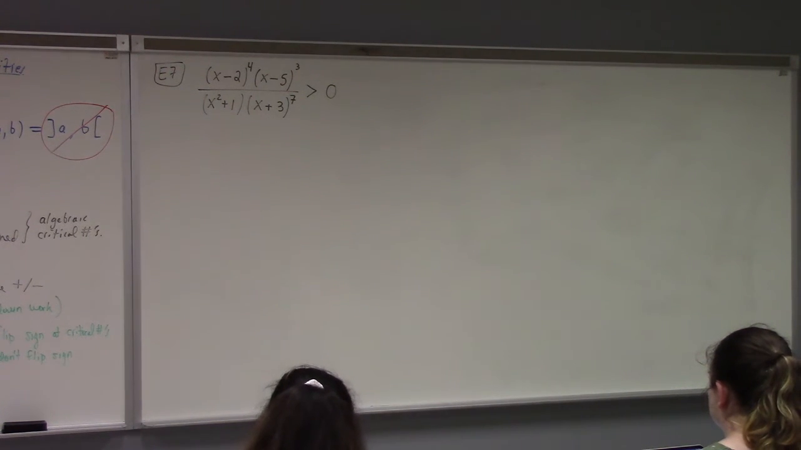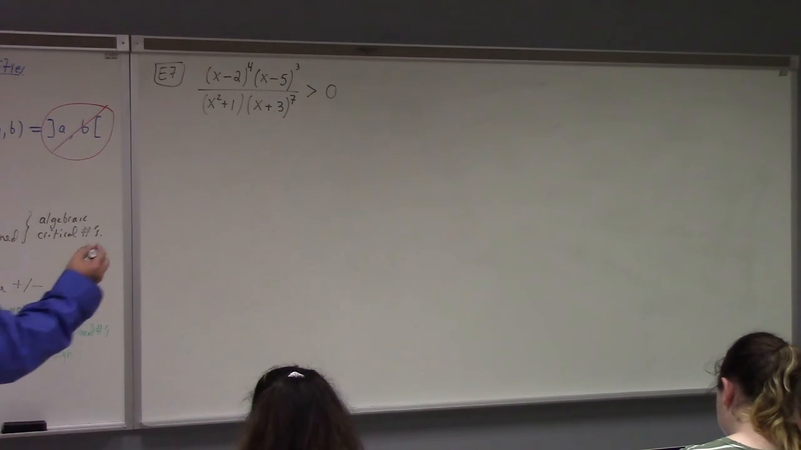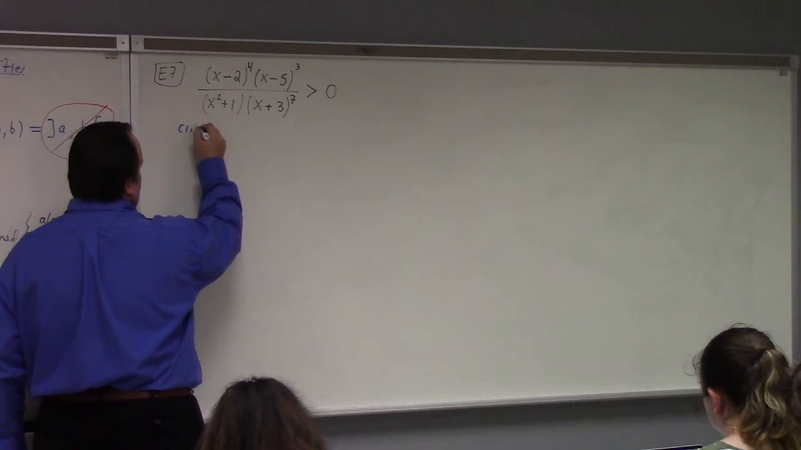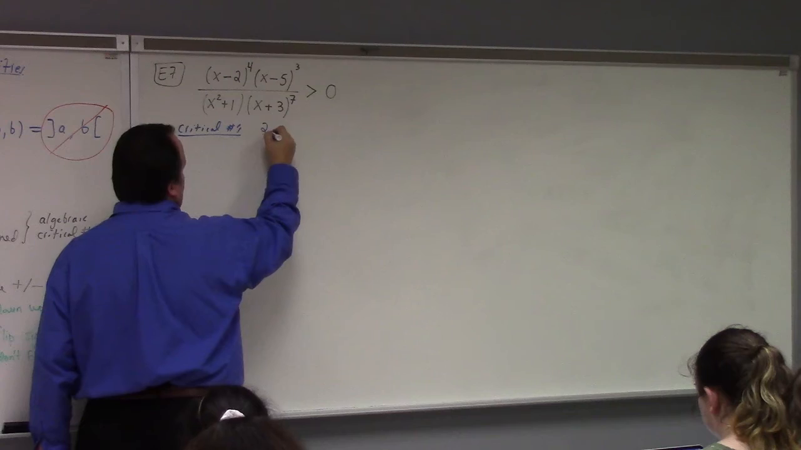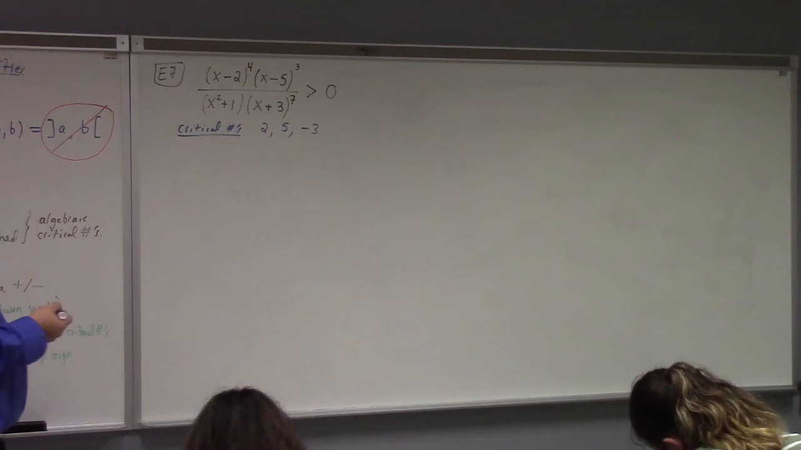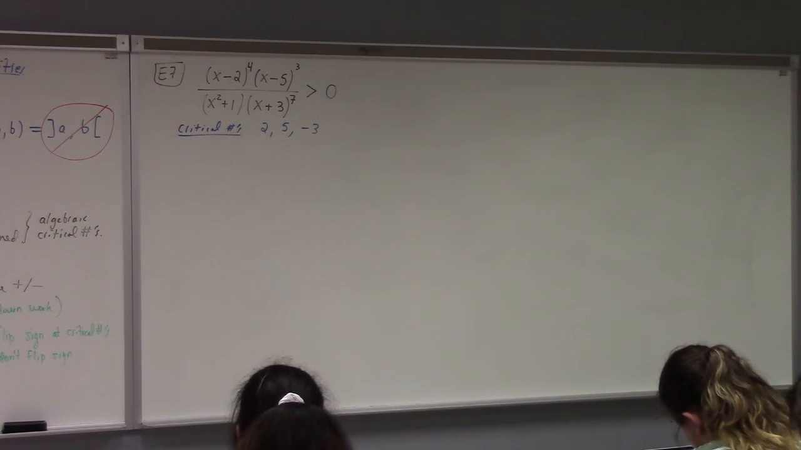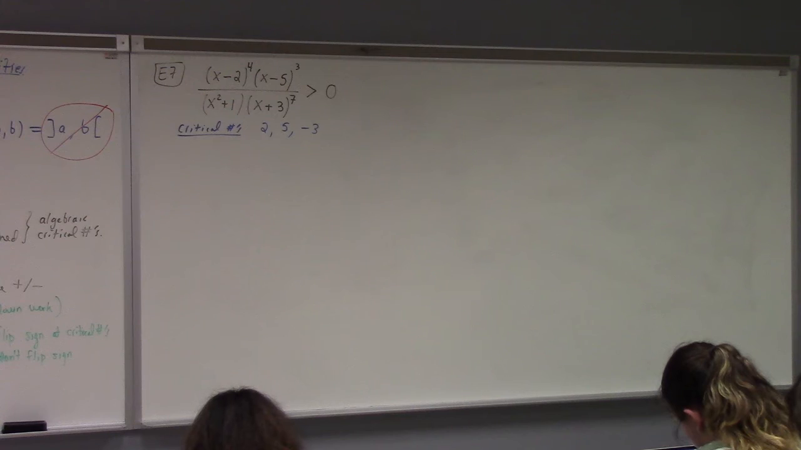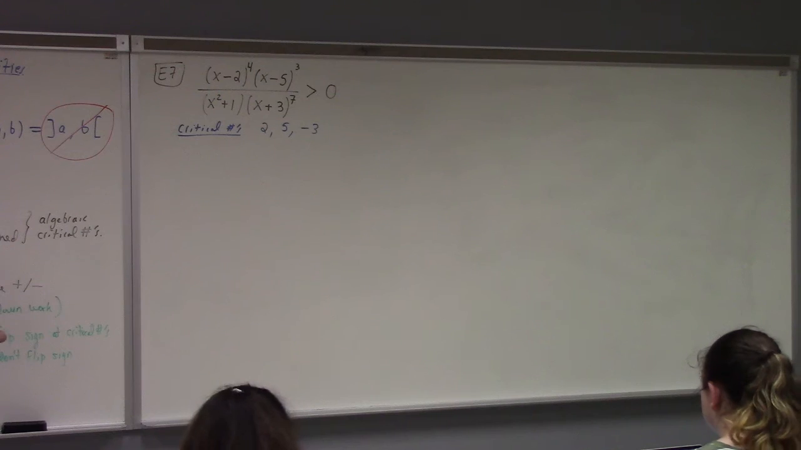What are the critical numbers here? Look at it. You got 2. You got 5. You got minus 3. How about x squared plus 1? Is that ever 0? No. In fact, that is greater than or equal to 1. That thing is always positive. It's essentially irrelevant to this question. You could get rid of it. It would be the same problem. So our critical numbers are 2, 5, and minus 3.